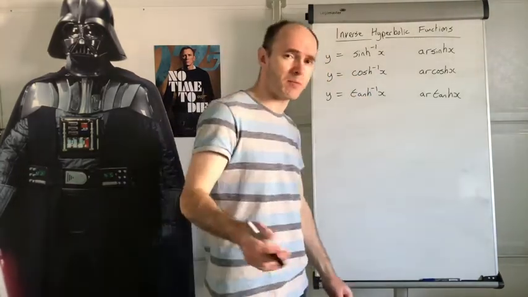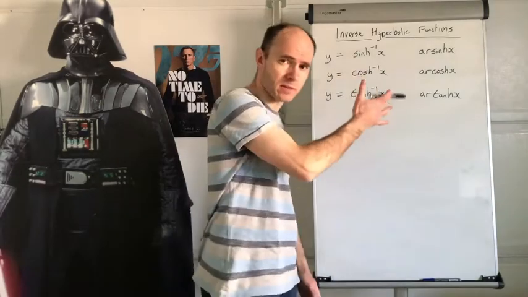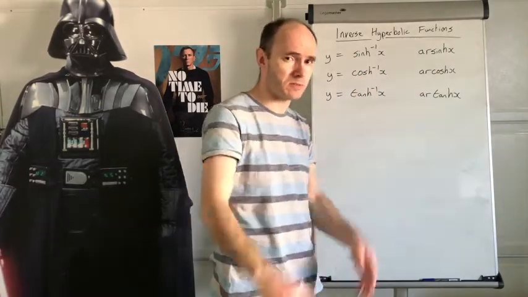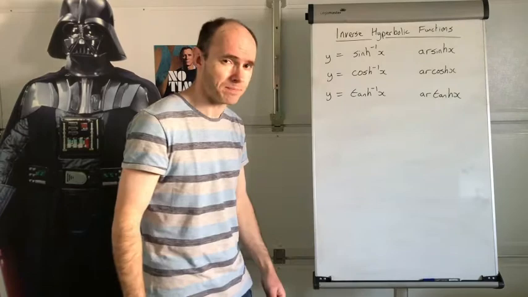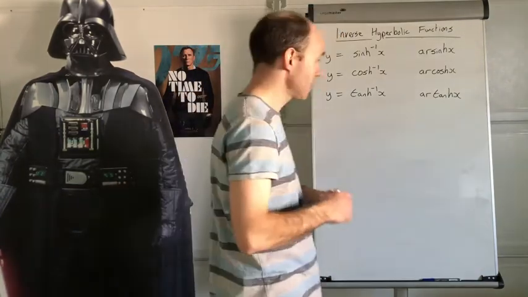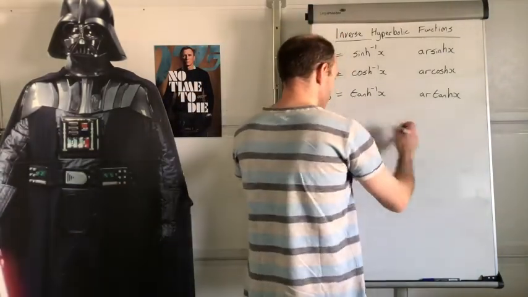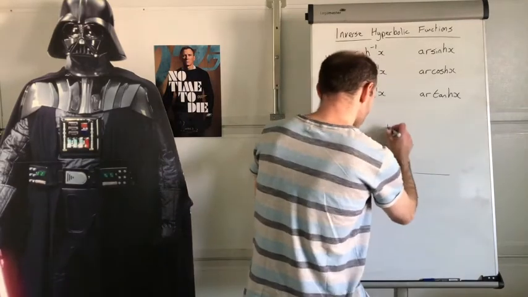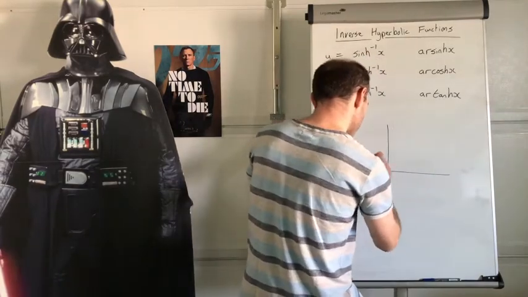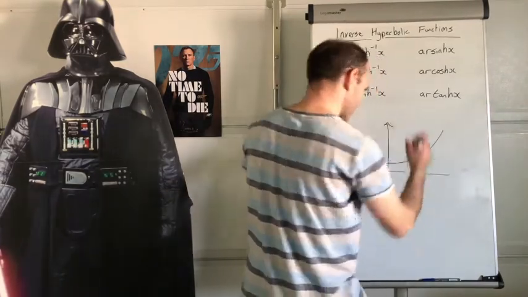Maybe before I do that, just consider what the graphs look like. Just pause the video and consider it for a moment. Did you do that? Okay. Let's just do the first one, shall we? There's something important you've got to remember about this. Remember the cosh graph? Of course you remember that. That was the catenary.